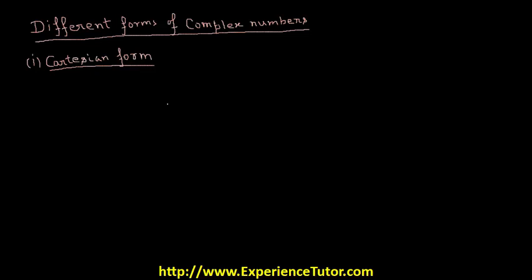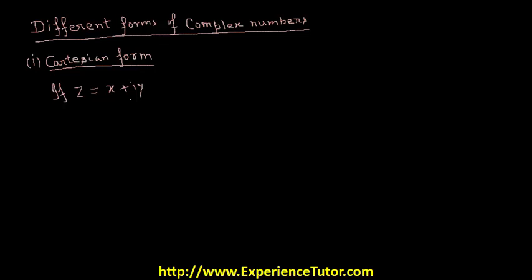If z is equal to x plus iy, where x and y are real numbers, it is known as Cartesian form.